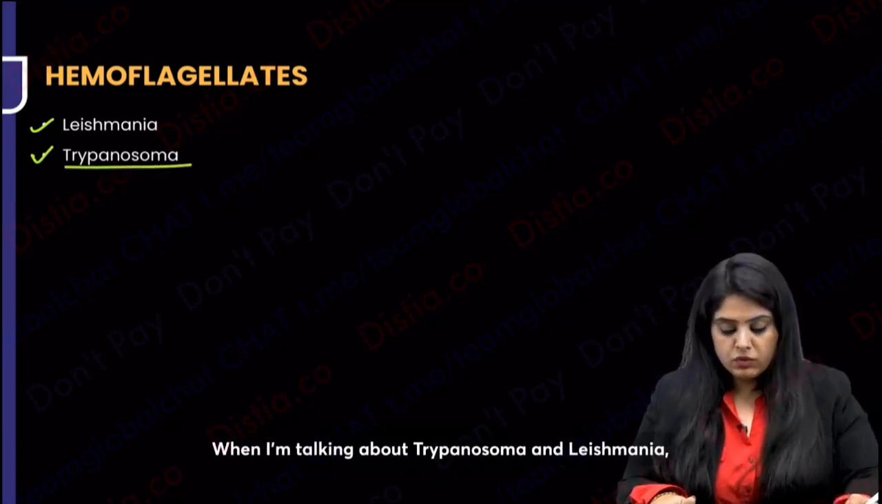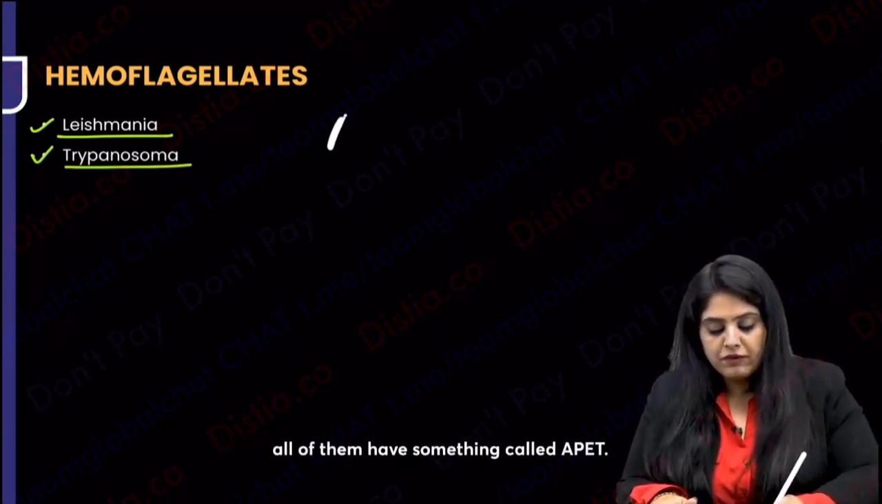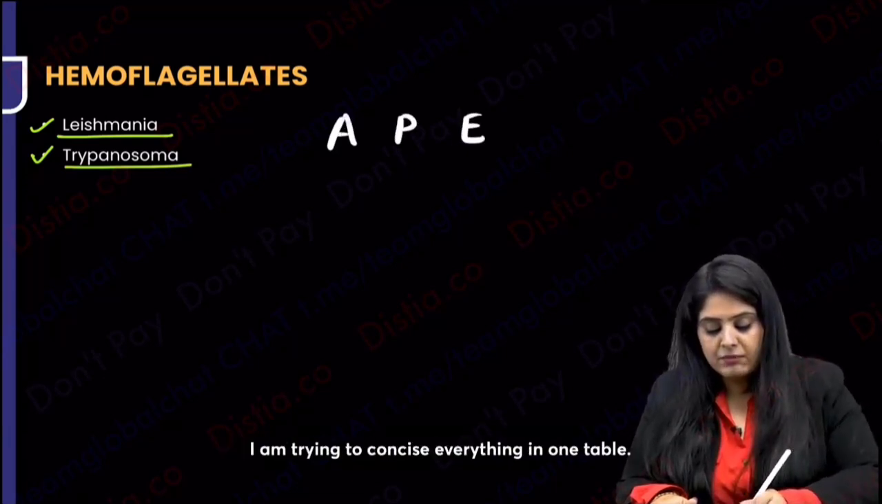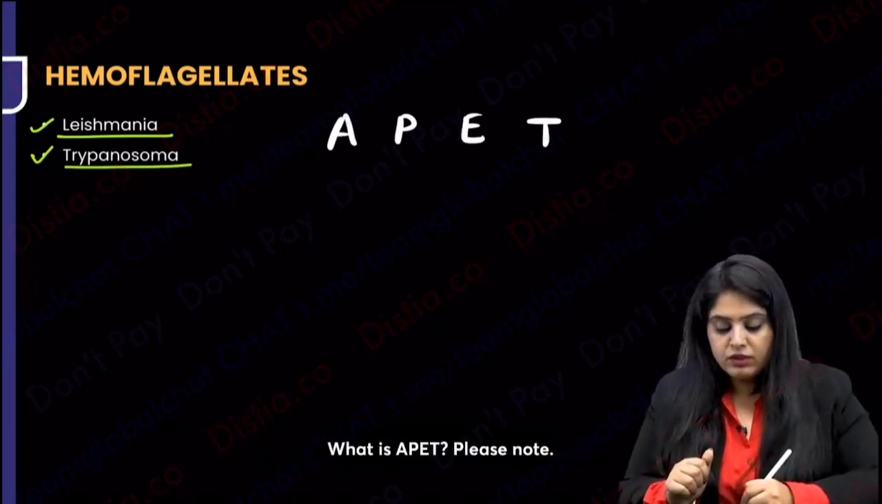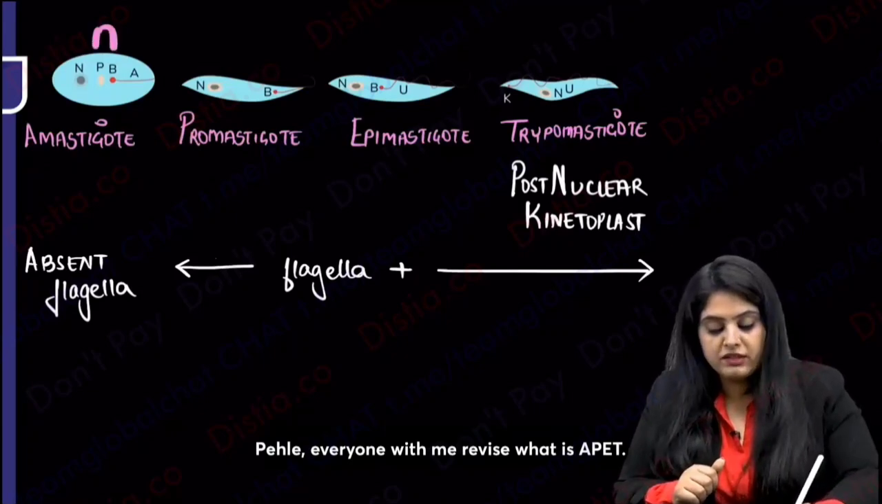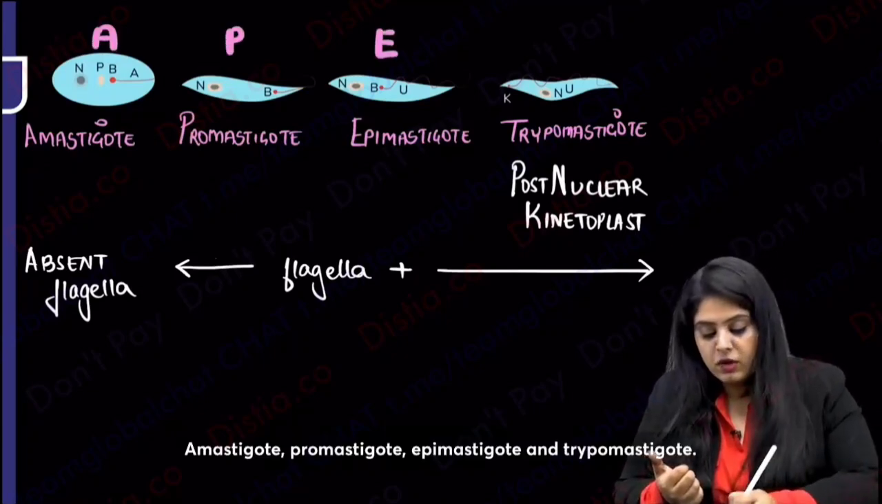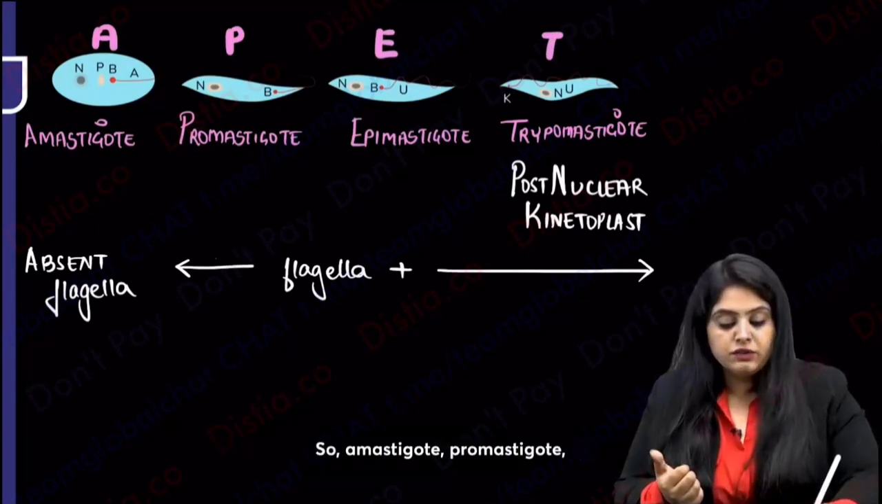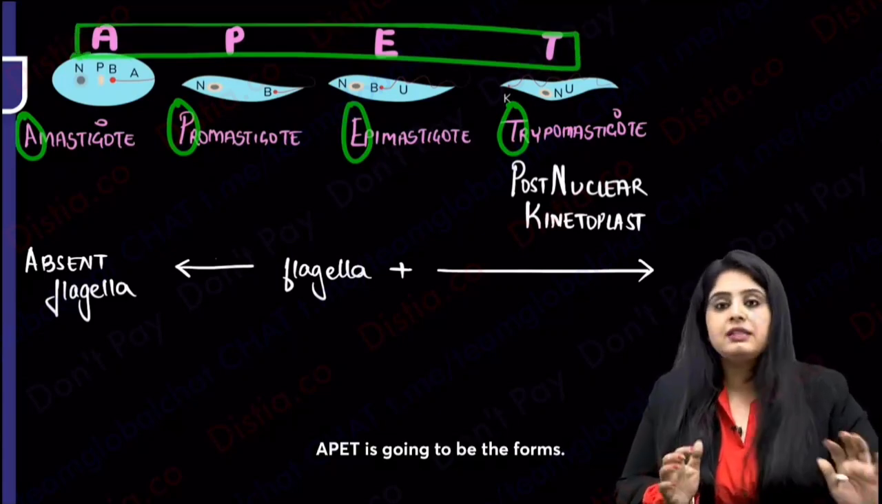When I'm talking about Trypanosoma and Leishmania, before that, I want to tell you that all of them have something called APET. I'm trying to condense everything in one table. What is APET? Please note, there are 4 forms that are known. First, everyone with me revise what is APET: Amastigote, promastigote, epimastigote, and trypomastigote. APET is going to be the forms.